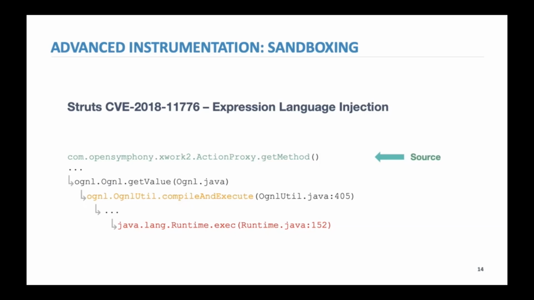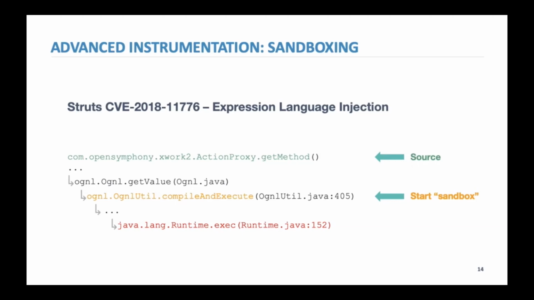In this attack, the attacker is trying to trick the application into calling runtime.exec with their evil expression. So what we're going to do is add some instrumentation inside runtime.exec. And then when the data comes in, later on we're going to see that we're inside the OGNL util. That's what evaluates these expressions.